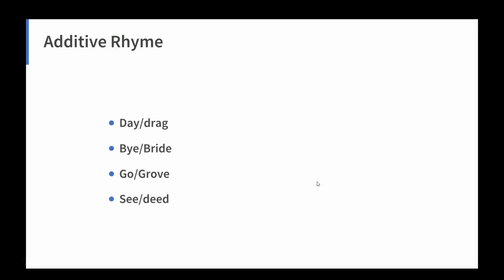Now, the next thing we're going to look at here is something called additive rhyme. Super simple, okay? If you have a word that ends in a vowel like day or by or go or see, you can still add a consonant onto the end of that and still count it as a rhyme. Okay, so day and drag still have that same style. Okay, by, bride, go, grove, see, deed. Those all have extra consonants on the end, and that's a possibility as well. So that opens up even more doors for you.